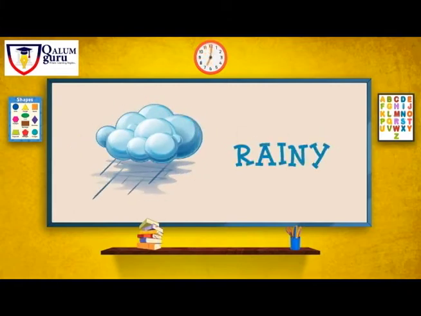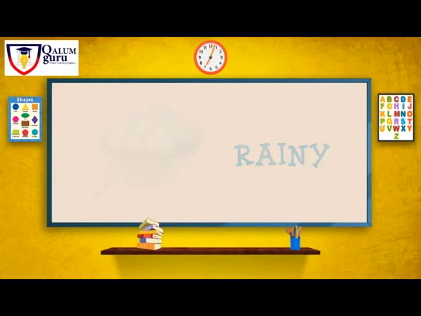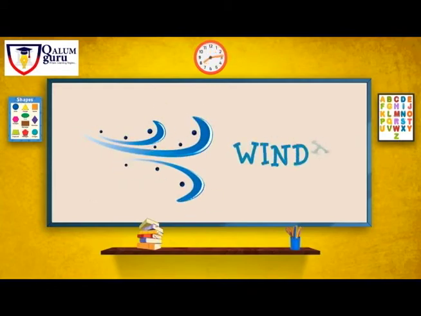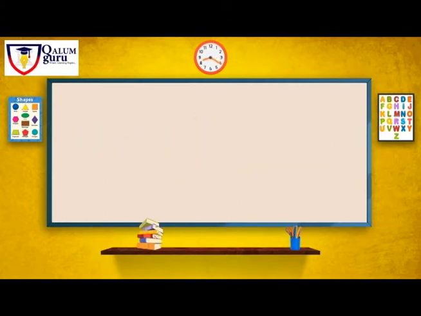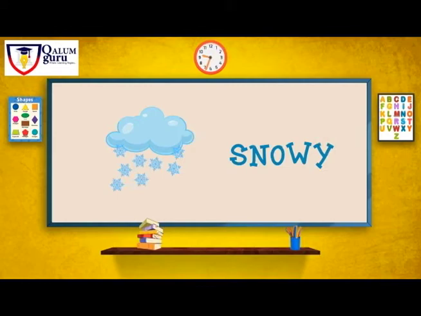Rainy. When water falls from clouds, it is called rainy. Windy. When there is fast-moving air, then the weather is windy. Snowy. When white pieces of frozen water fall to the ground from the sky in cold weather, it is snowy.